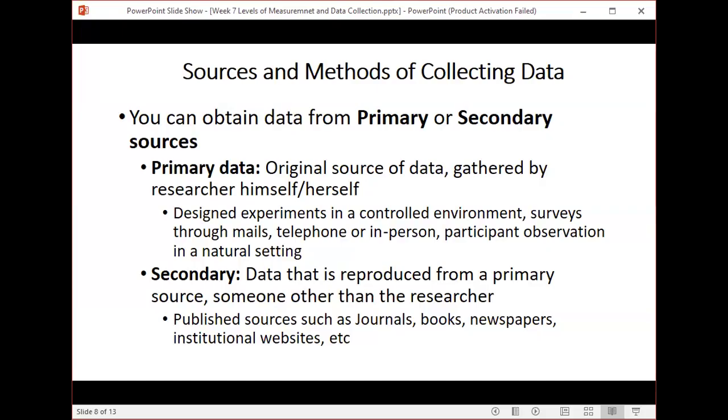If it's data, it is probably coming from a journal that has the data, or a book, or a newspaper that has the data. That one you can say the source is secondary. But if it's not data you gathered from journals, books, newspapers, and those things, then it is not data. Literature review is not data. So you have to be mindful about that.